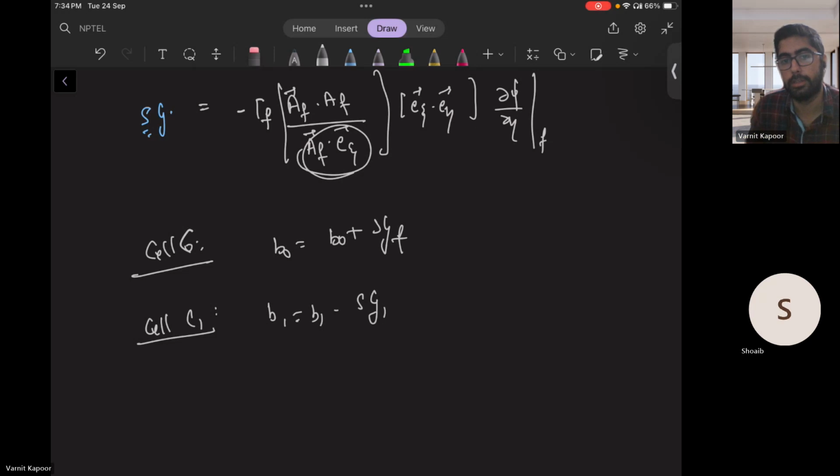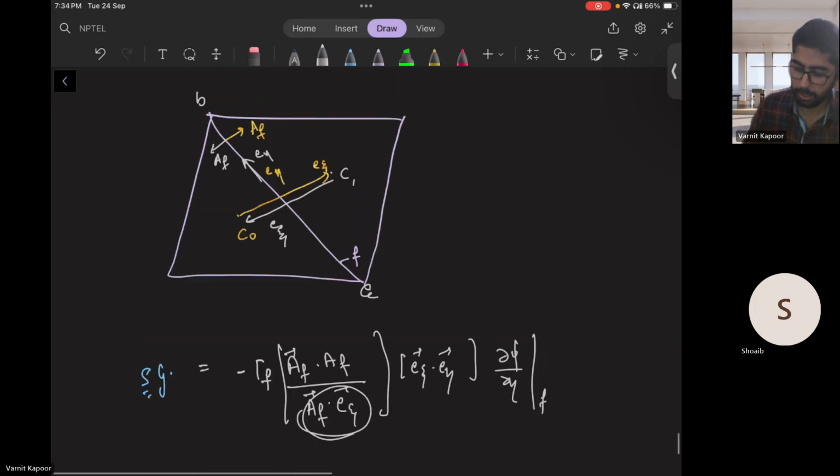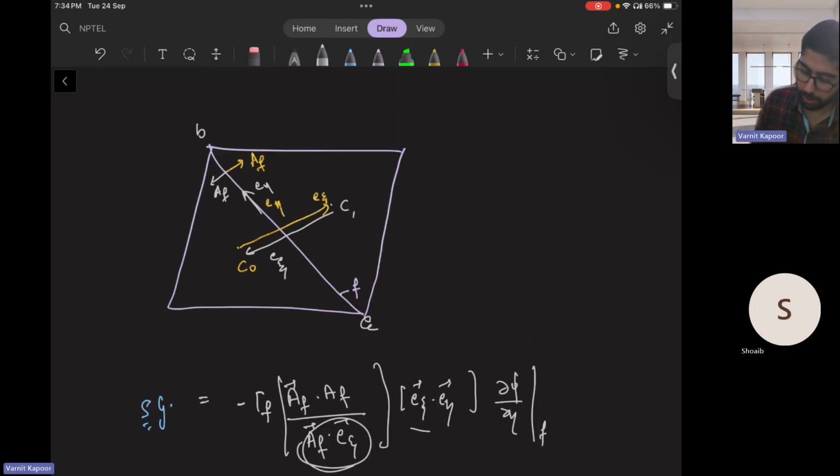You can think that it is pretty simple. The dot product just flips. If you see in this dot product I'm talking about, for cell C0, E zeta and E eta have a dot product like this, but for cell C1, E zeta is reversed but E eta remains there only. So the direction changes.